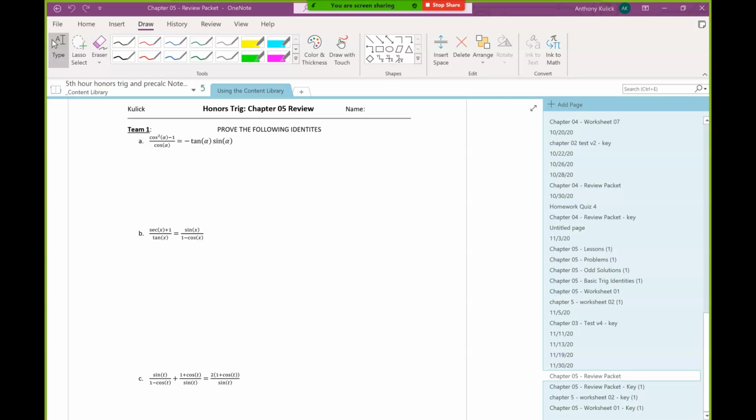Is the test online, or are we just doing it during the class period? We're going to do it during the class period. It'll be similar to what we would do with a homework quiz, where you'll do it and then submit it to PowerSchool.